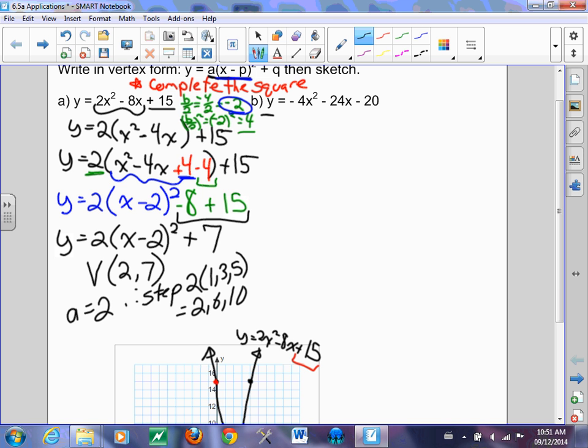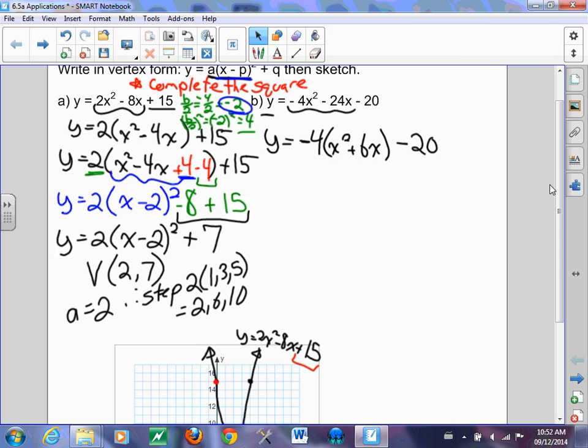So we're going to do our same steps, which is our first step is to take a out of the first two terms. So it's going to be y equals, we're going to take the -4 out of just the first two terms. Okay, so it's going to be x squared plus 6x, watch your sign there, guys, and then minus 20. All right. Now we're going to figure out, hey, what's this third term that allows us to get this binomial squared, the x minus p squared?